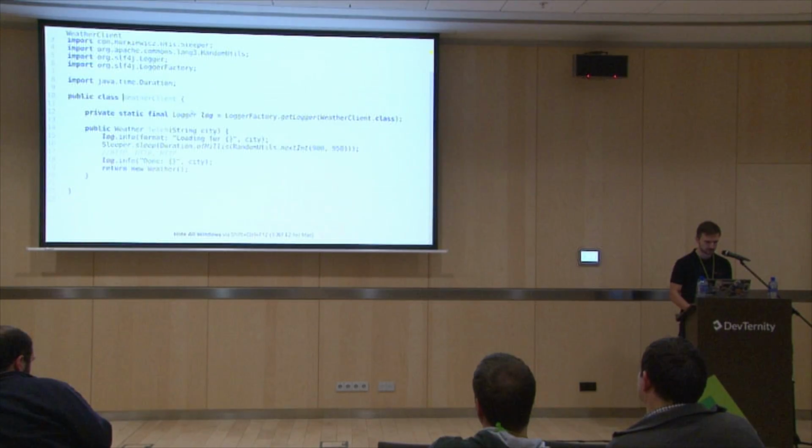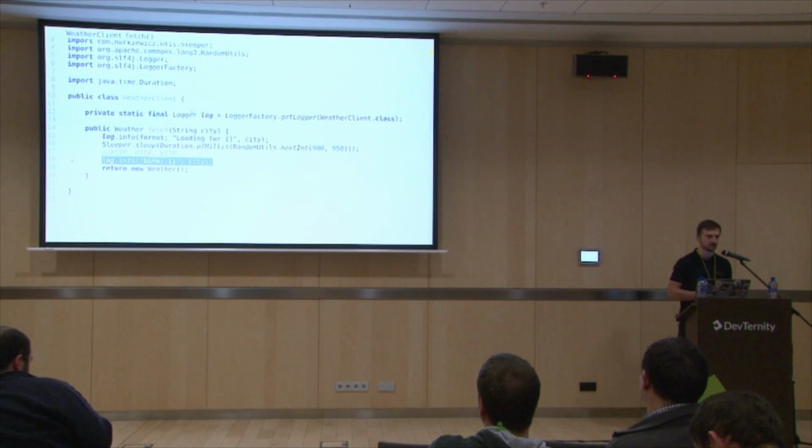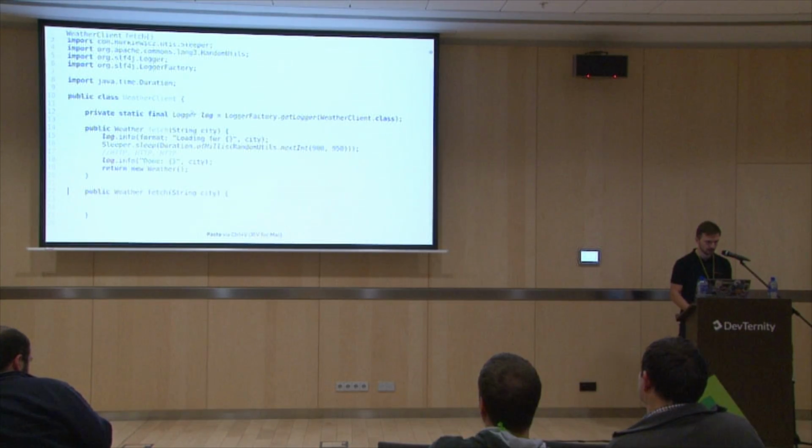So here we have a class that pretends to be a weather client. All it does is that it sleeps for a bunch of time, from 900 to 950 milliseconds, and then it pretends to be returning something over HTTP. I mean, it's as simple as it can be, and it's blocking. So let's make this method RxJava friendly.